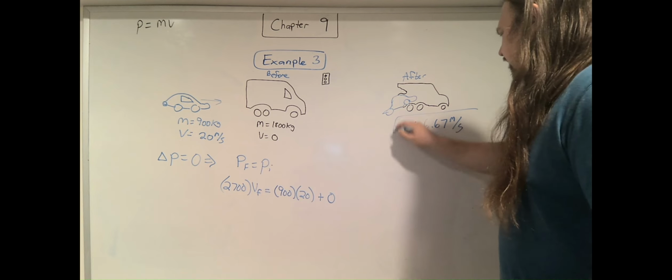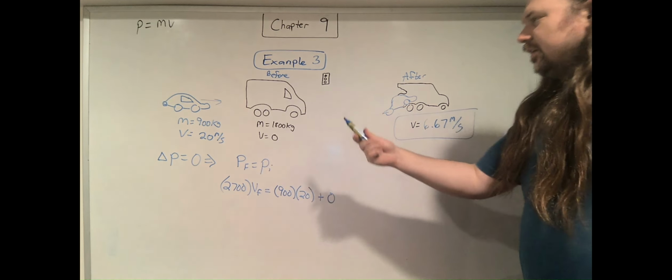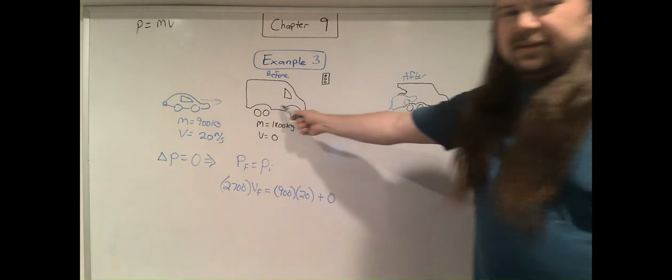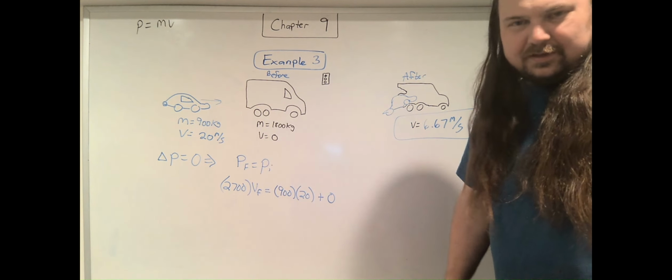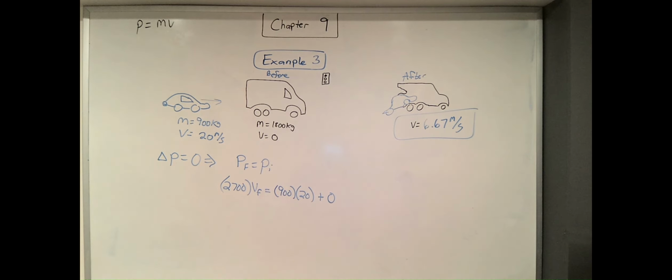It's a positive velocity. Well, it makes sense because this car hitting this truck would not cause the truck to go backwards. There's no reason for that. You can kind of see that isn't what's going to happen. So 6.67 in the positive direction makes perfect sense.